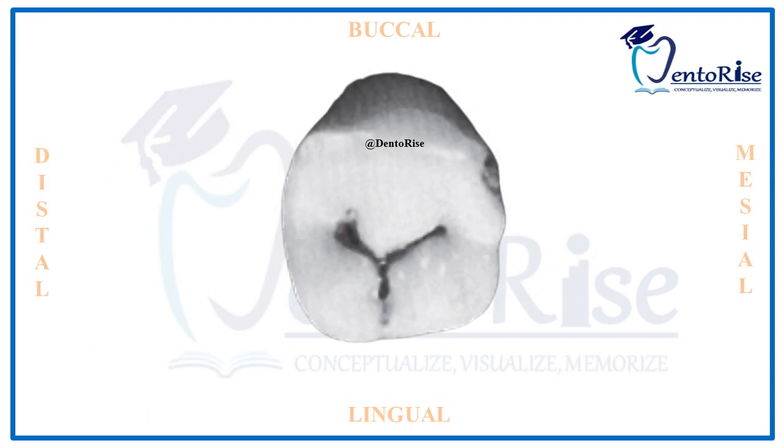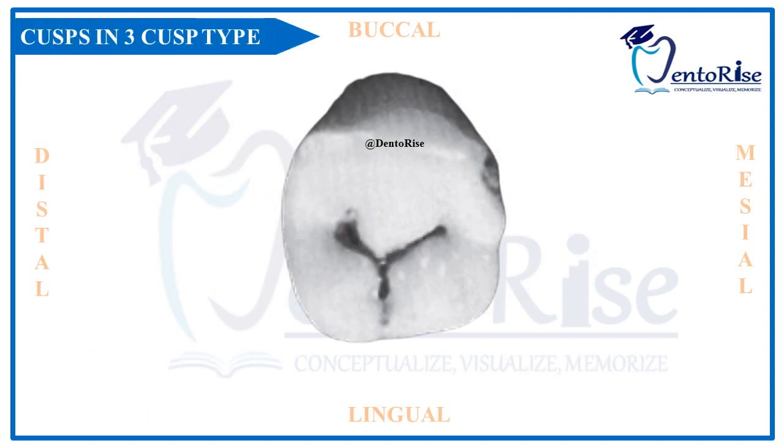Now let's talk about the cusps in a three-cusp type of tooth. In the three-cusp type, one cusp is present buccally and two cusps are present lingually. The cusp which is present towards the buccal surface is called as the buccal cusp. The cusp which is present lingually towards the mesial surface is called as the mesiolingual cusp. The cusp which is present lingually towards the distal surface is called as the distolingual cusp.